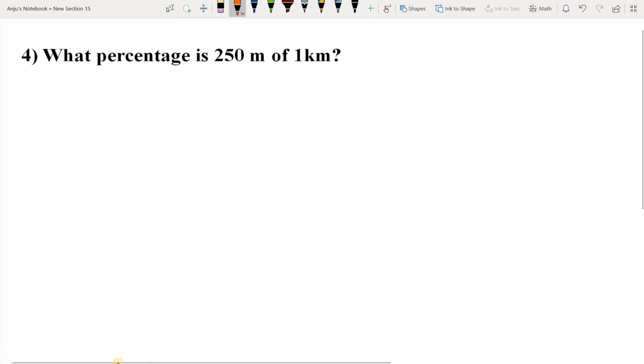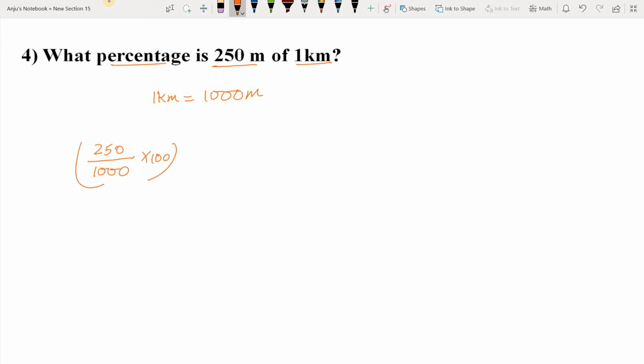Take one more example. What percentage is 250 meter of 1 kilometer? Students, as we know, 1 kilometer is equal to 1000 meter. So let's start solving. 250 upon 1000 because 1 kilometer में 1000 meter होते हैं and then we multiply by 100 because we are finding the percentage and then we put symbol of percentage. Now let us reduce. Students, यहाँ पे 0 से 0 reduce हो जाएगा. So what is left here? 25%. Thus the answer is 25%.